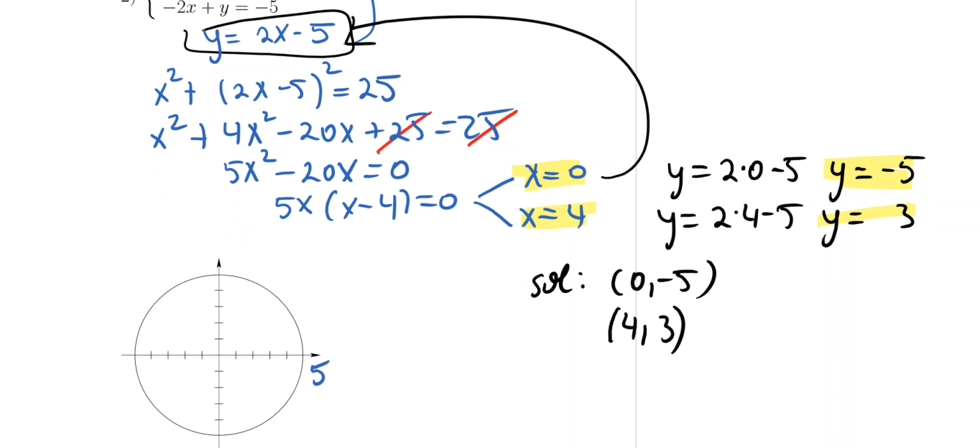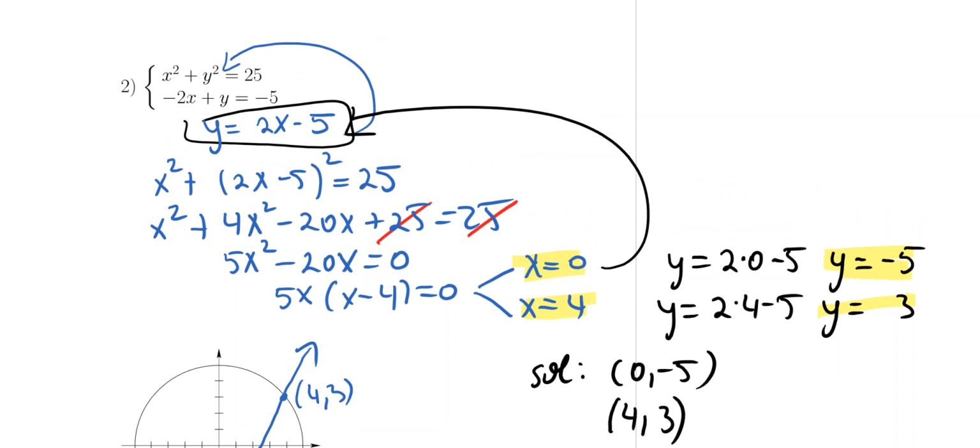So we can plot these points. 0, negative 5 is here, and then the point 4, 3: 4 for x, 3 for y. Well, it has to be on the circle, so it will be here. So this is the line, the points 4, 3 and 0, negative 5. There you go. We solved a system of nonlinear equations.